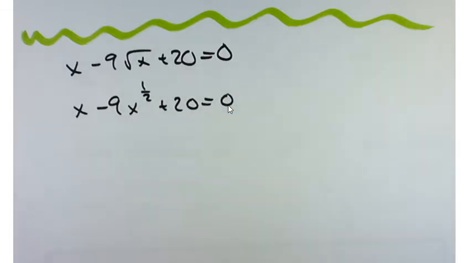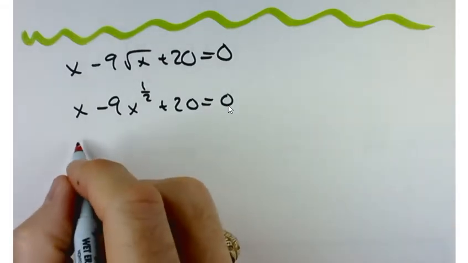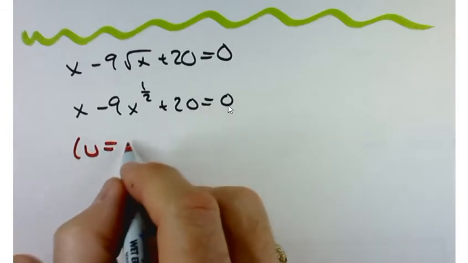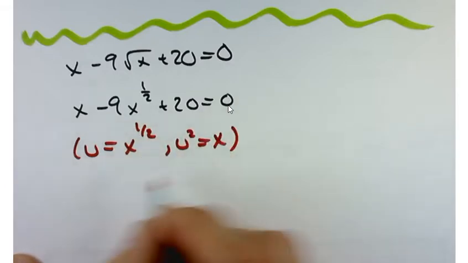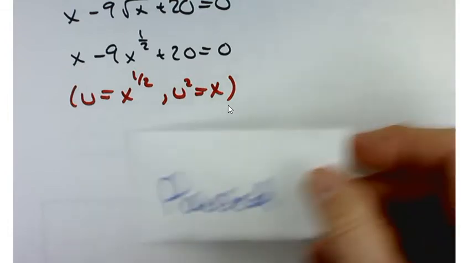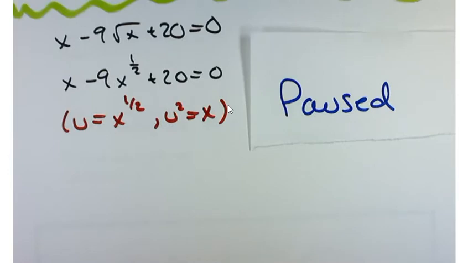And now, all right, well, this is quadratic in form. What's u going to equal? x to the 1/2, and then u squared is just going to be x. You guys want to work on this one? All right, let's see what you can do. If you're playing this game at home, then try and solve it before we unpause.